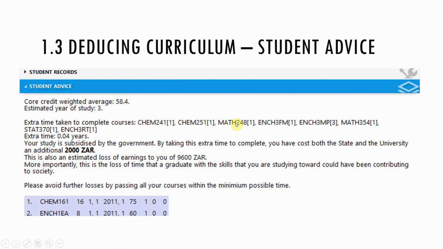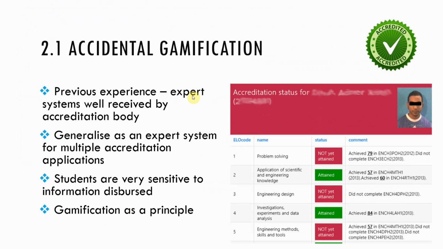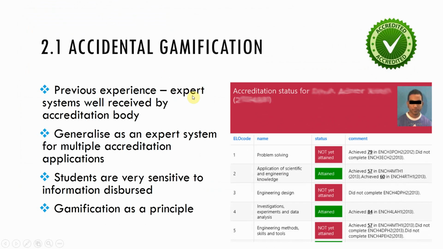So it's looked at all the courses where the student has taken extra time and said quite judgmental things like your study is subsidized by the government, and by taking this extra time to complete, you've cost the state and university extra, and that's also a loss of earnings to you. So perhaps this one is more important. But generally speaking, you can determine these sorts of things once you have the curriculum.